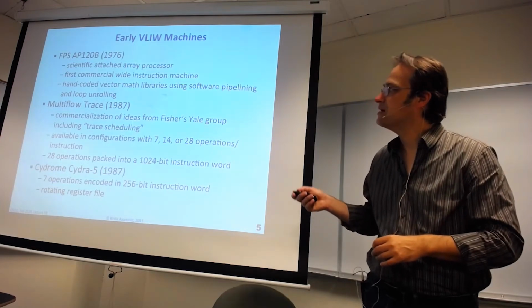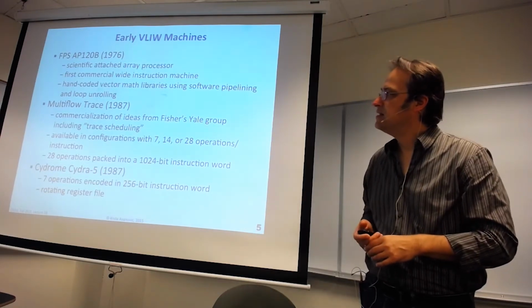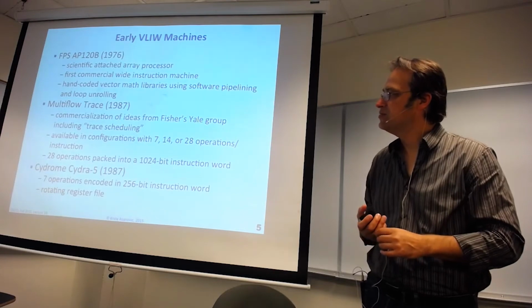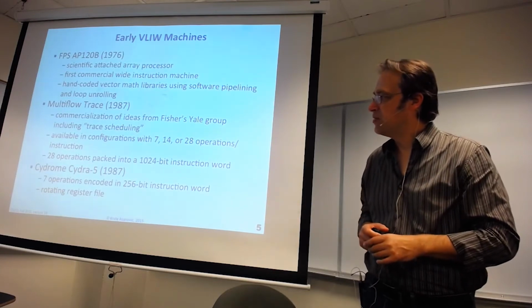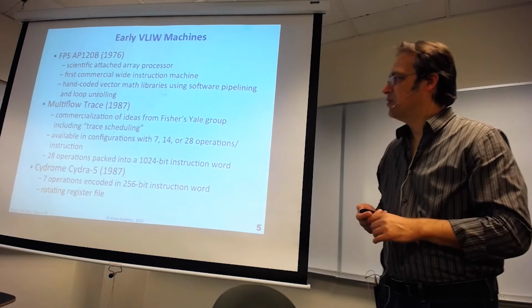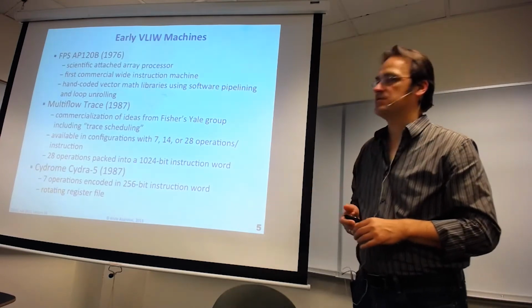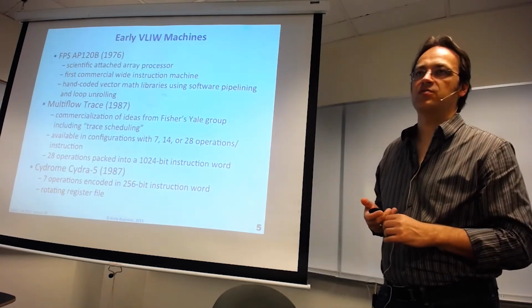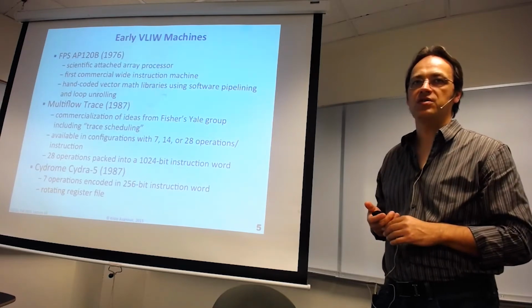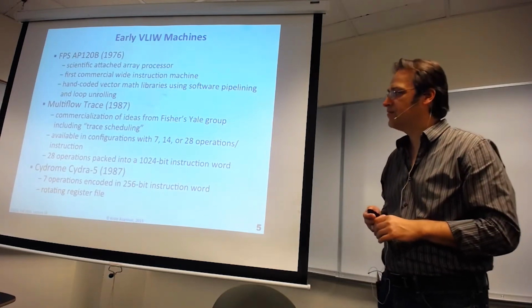So these two machines came out about a decade later. The Multiflow Trace came out of Josh Fisher's group at Yale, and the Cydra 5 was Bob Rau's machine. Both of these are very wide machines. For example, the Trace had up to 1024-bit instruction words, doing 28 operations in one instruction. So that was a very wide machine.